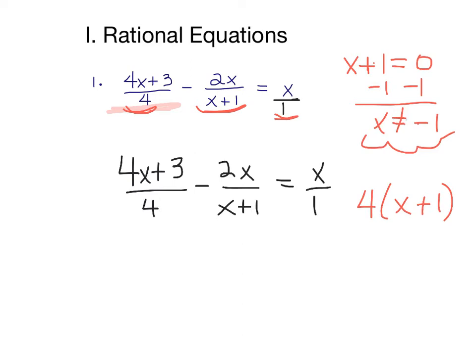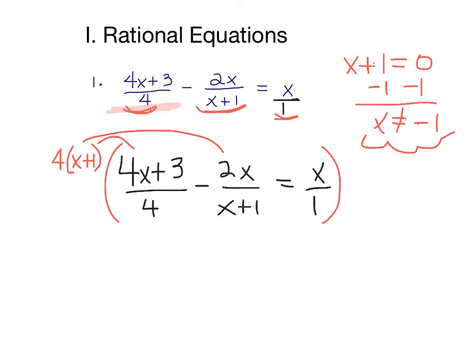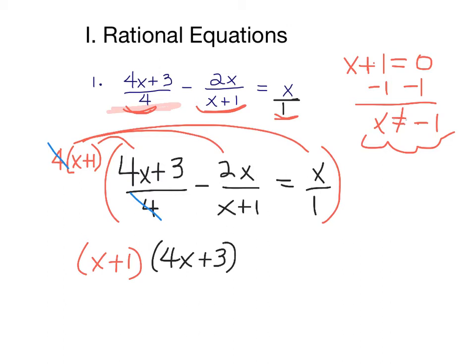So now I'm going to take my entire equation and multiply it by that common denominator. I'm going to distribute it to all 3 things. So notice the first one, when I distribute it to the 4x plus 3 over 4, the 4's cancel. And then I'm left with multiplying x plus 1 to the 4x plus 3. You can also think of it as I'm trying to find a common denominator. What is the denominator missing?